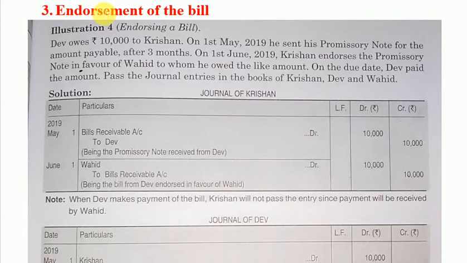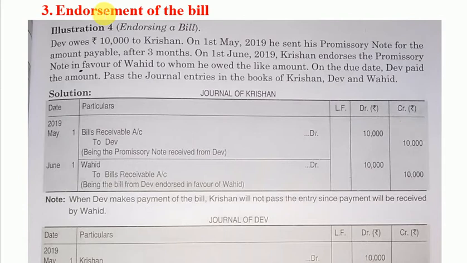I repeat, endorsement of bill means the transfer of ownership of bills receivable by the drawer to a third party who is generally a creditor of the drawer. Suppose there is drawer A and there is a drawee B. A has a bill of rupees 10,000 in the name of drawee B. A has a creditor C to whom he has to pay rupees 10,000.